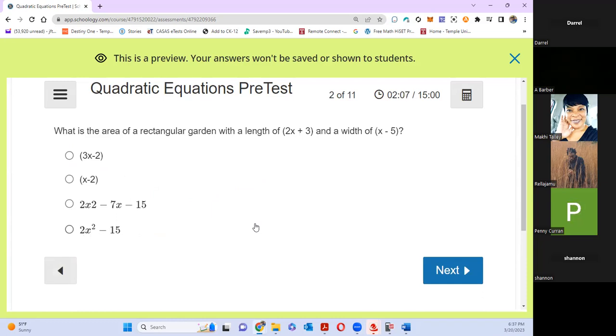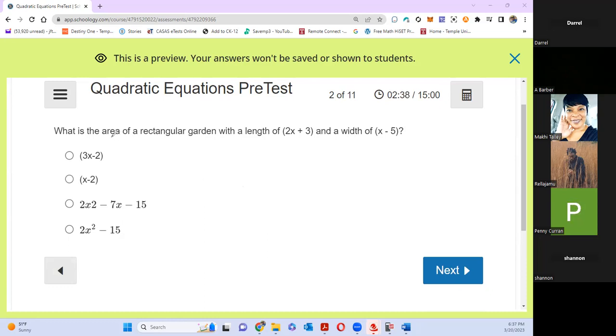Now, look at this problem. Most people get this wrong. The area of a rectangular garden with a length of 2x plus 3 and a width of x minus 5. Who even knows where to start this problem? Can anybody tell me how to start this problem? So the area of a rectangle is length times width.